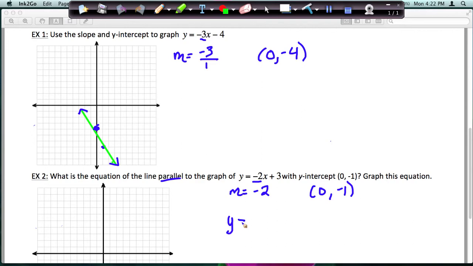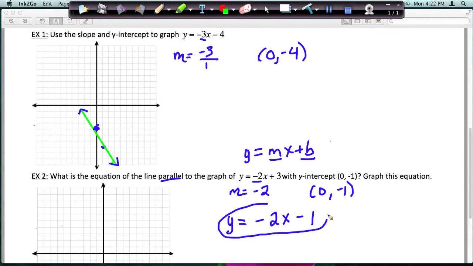So I can plug in these two values into y equals mx plus b, the slope-intercept form, right? I can plug in what my slope is and what my y-intercept is. So I'm going to go ahead and do that. Y equals, my slope is negative 2, so instead of an m, I'm going to write negative 2, then x, and then my b value is negative 1. That's my y-intercept. So y equals negative 2x minus 1. So here is the equation of the line parallel to y equals negative 2x plus 3 going through the point 0, negative 1.